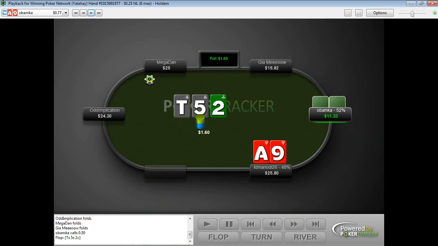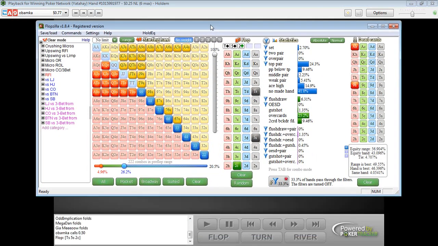The board is 10 of spades, 5 of spades, and 2 of clubs. Okay, so my equity versus this particular range is 43%. So it's not bad. We have the ace, so we do have an ace that we can play around with here. There's not too many ways to improve this hand, but his range is pretty big too for the most part.